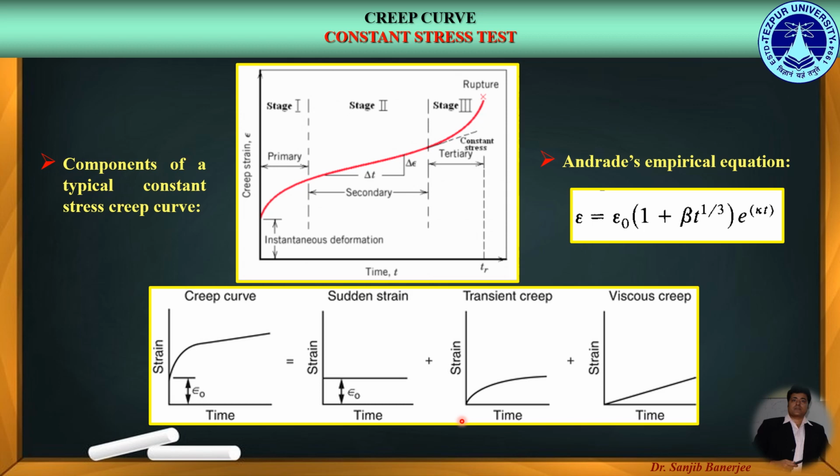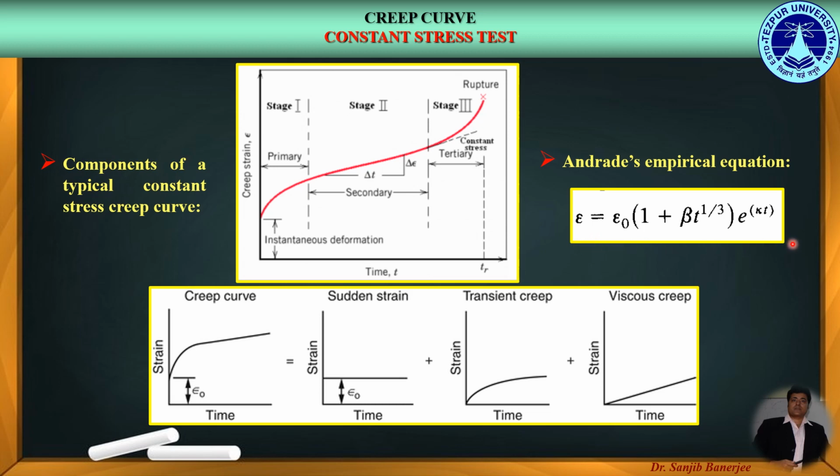And the third component is the viscous creep, which is a constant rate creep component, or the creep rate is constant with time. The superimposition of all these creep processes, that is the sudden strain, the transient creep and the viscous creep, gives us the constant stress creep curve as shown in this figure. Andrade found that the constant stress creep curve could be represented by an empirical equation as shown over here.